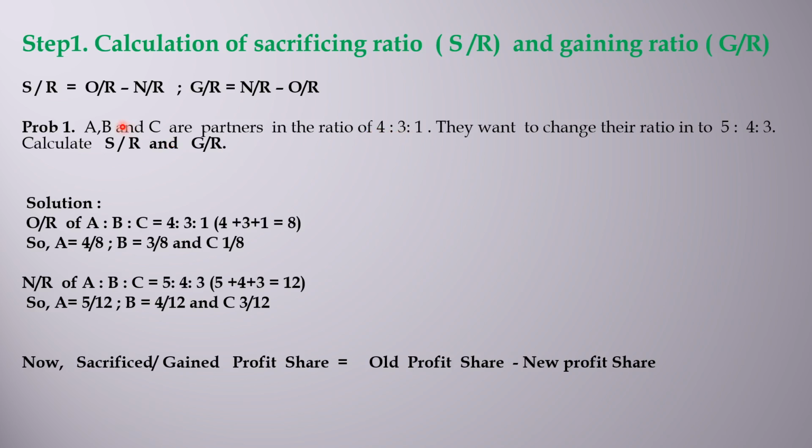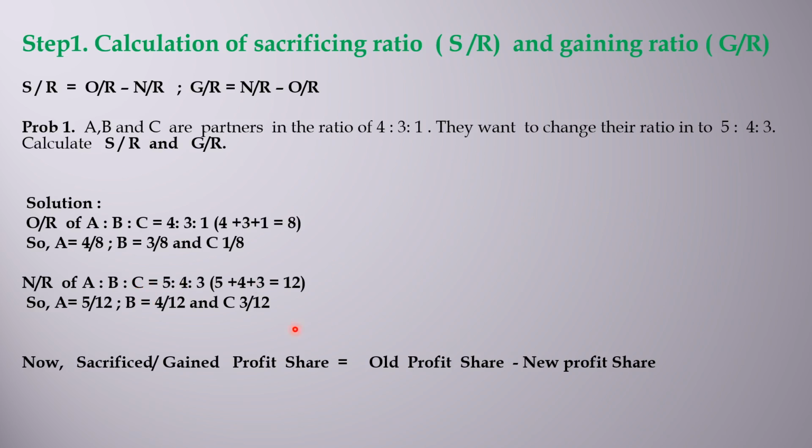4:3:1. So here A is to B is to C, that is 4:3:1. The total you have to calculate, that is 4 plus 3 plus 1, that is 8 here. So A is coming 4 by 8, B 3 by 8, and C 1 by 8. So that is shown here: old ratio 4 by 8, 3 by 8, 1 by 8. The total is always 1 here. If you add all of these, it will be 8 by 8, that is 1.